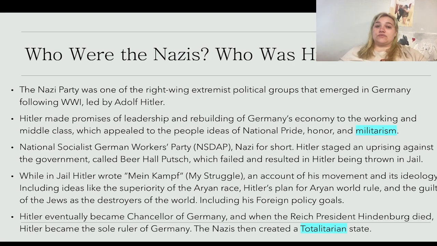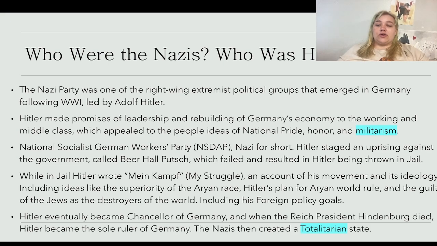This also included his foreign policy goals, or Lebensraum. Basically, Hitler blamed the Jews for World War I, like losing World War I, and in a sense blamed the Jews for all the money that they lost, all the damages to their country, everything. Said it was all their fault.